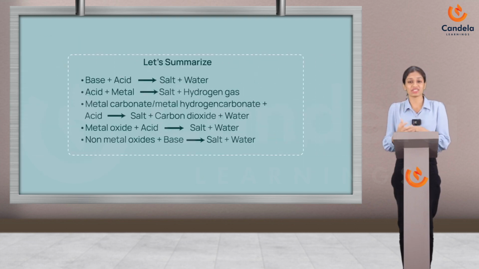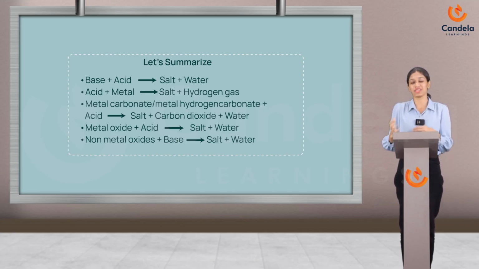So, in today's session, we have discussed the five chemical properties of acids and bases. One is the neutralization reaction, then the reaction of acids with metals, the reaction of bases with metals, the reaction of metal carbonates or metal hydrogen carbonates with acids, and the reaction of metallic oxides with acids and non-metallic oxides with bases.